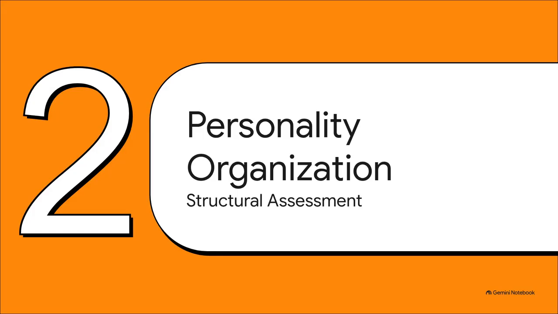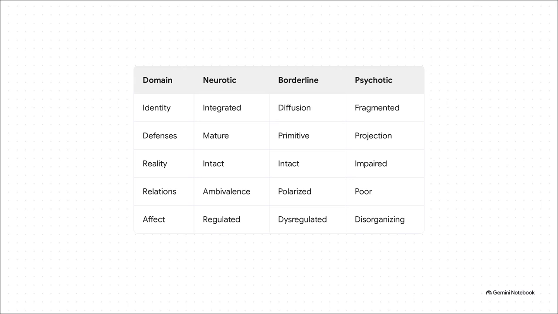Section 2. Level of personality organization. This is where we take all that raw data we just gathered and move to the structural assessment phase. And this brilliantly illustrates our structural continuum across 5 key dimensions. We're looking at identity integration, reality testing, predominant defenses, object relations, and affect tolerance. As you can see, a healthier neurotic patient maintains an integrated identity and intact reality testing. But as we slide over to the borderline organization, we start seeing identity diffusion, really poor affect regulation, and primitive defenses. Move all the way to psychotic organization, and reality testing becomes severely compromised.